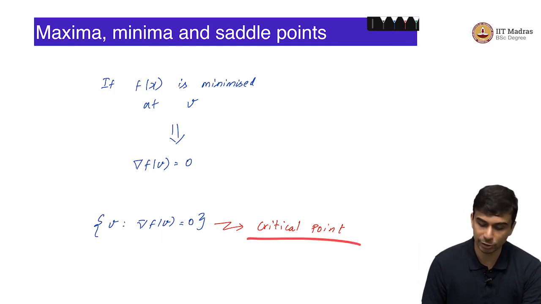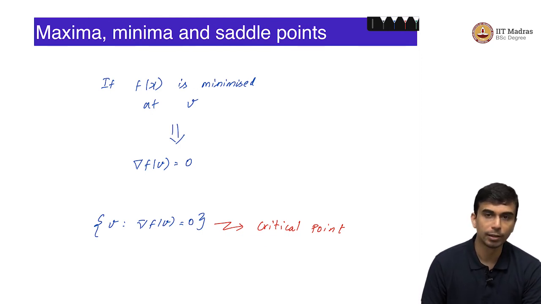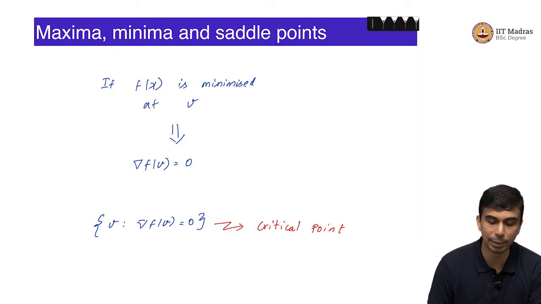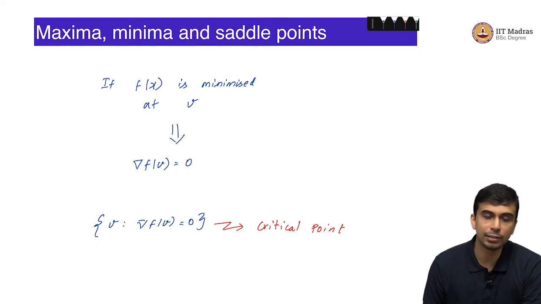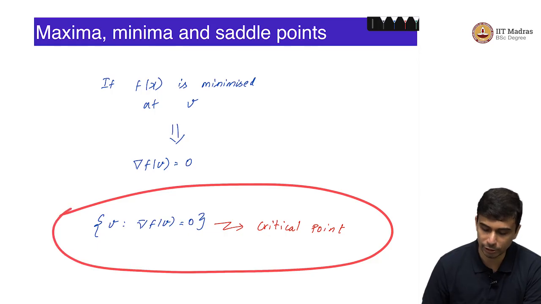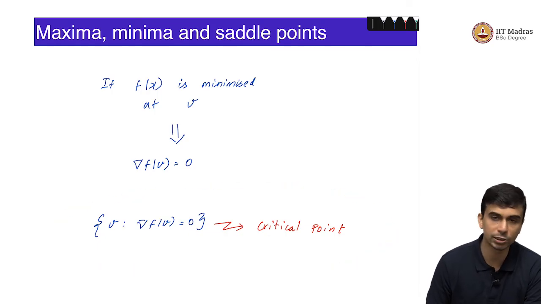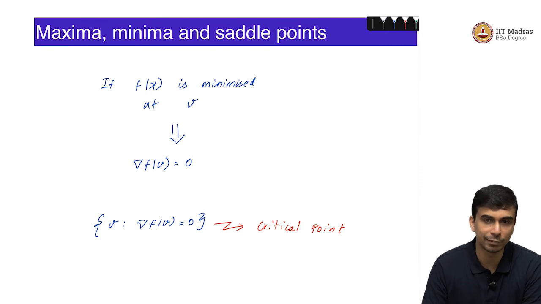For special classes of functions, critical points can be shown to be exactly equal to minima, but in general critical points are not guaranteed to be minima or maxima. But in either case, critical points are interesting points to analyze. If you want to find the maxima or a minima of a function, you can just restrict your attention to points which satisfy this condition. This is called the first order necessary condition for optimality, and you only focus your attention on critical points and check whether they can be candidate minima or maxima.